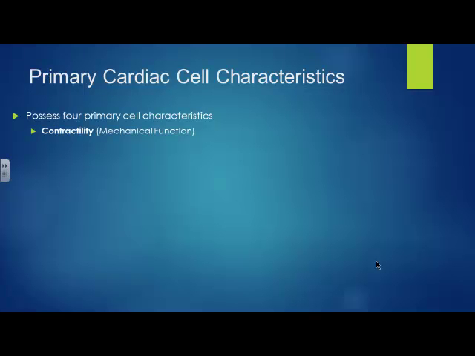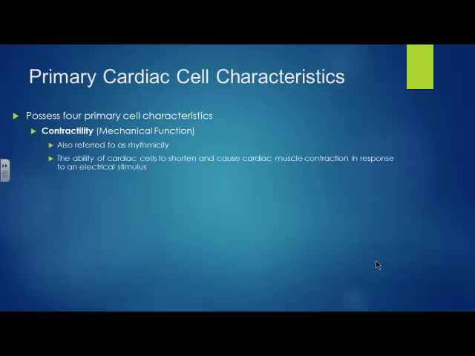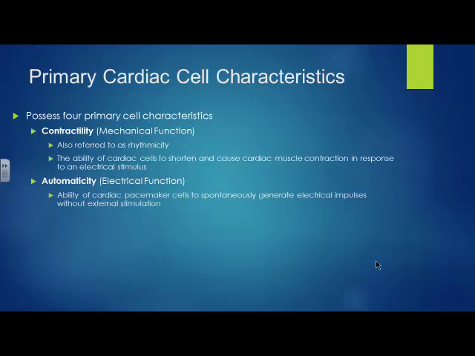All right? So your four primary cell characteristics: contractility. What does that mean? It has the ability to physically contract. This is going to be a mechanical function. You've got to have that contractility, but you cannot have that contractility without your other properties. Your automaticity, which is the ability to spontaneously generate electrical impulses without external stimulation.